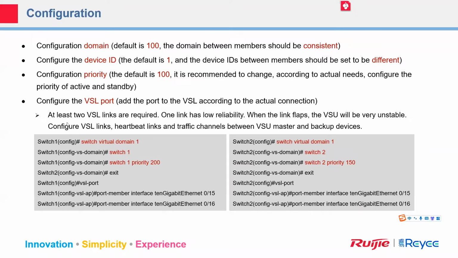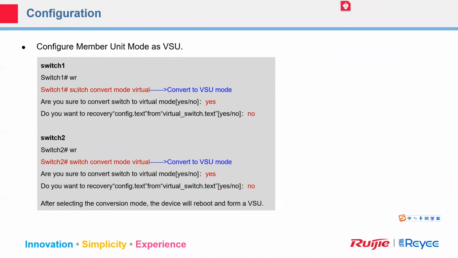Then the very important one, we have to configure the VSL port. For example, enter the VSL port and add the port number. Of course, this port number has to connect with each other. So this is the configuration. After that, we have to save the configuration and then change the mode to become virtual. And select yes, we don't want to recover the configuration again. Do the same configuration on the other switch. So the switch will reload again and then become VSU mode.